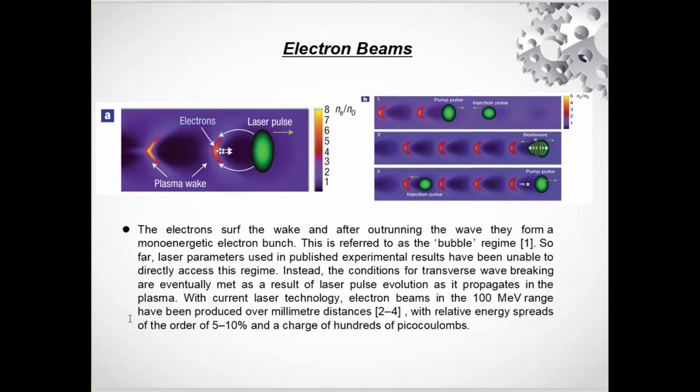So far, laser parameters used in published experimental results have been unable to directly access this region. Instead, the conditions for transverse wave breaking are eventually met as a result of laser pulse evolution as it propagates in the plasma. With current laser technology, electron beams in the 100 MeV range have been produced over millimeter distance, according to references 2 to 4.